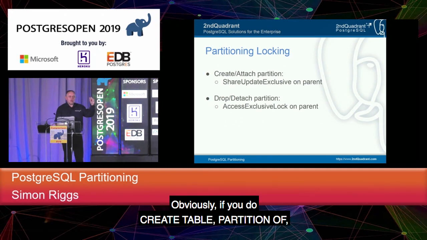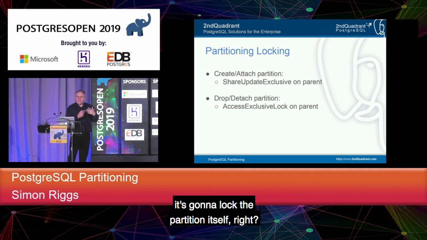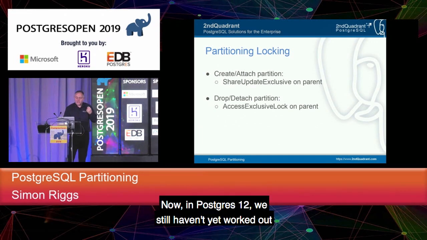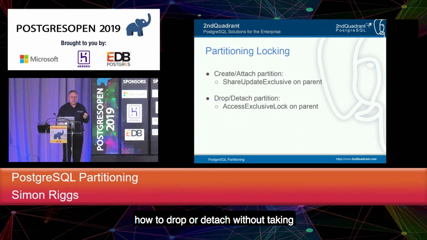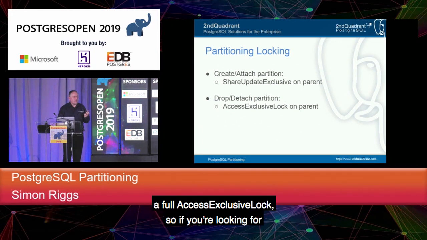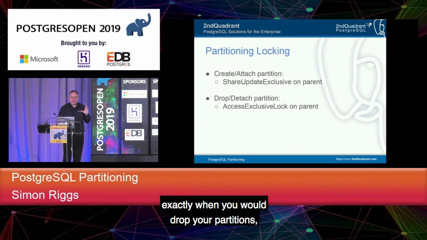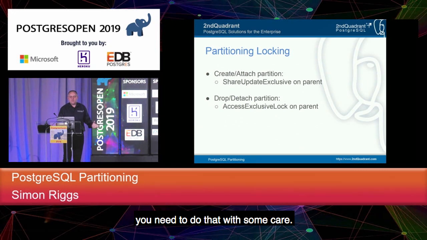Obviously, if you do create table partition of, it's going to lock the partition itself, right? That's clear. What I'm talking about is the locking that happens on the parent. Now, in Postgres 12, we still haven't yet worked out how to drop or detach without taking a full access exclusive lock. So if you're looking at exactly when you would drop your partitions, you need to do that with some care.